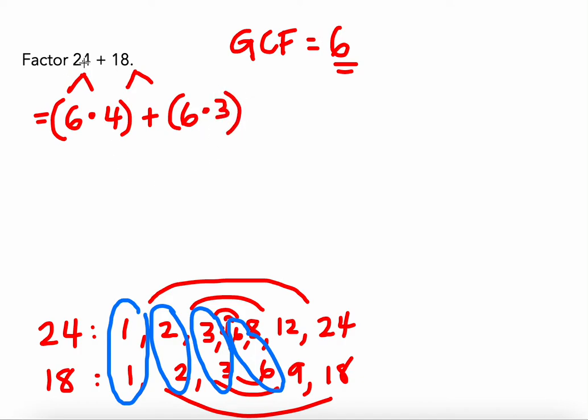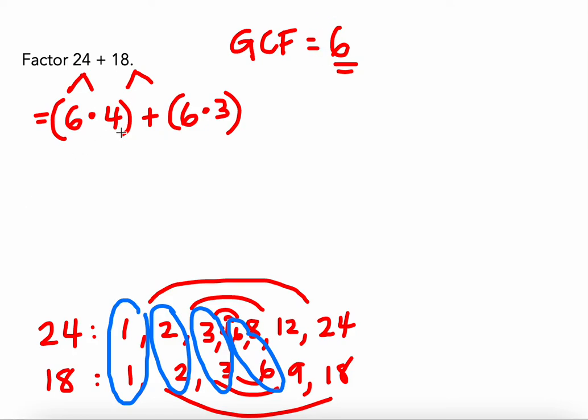Okay, so now instead of writing 24 plus 18, I've written the product of 6 times 4, which is 24, plus the product of 6 times 3, which is 18. So I just rewrote it using their factors, making sure I included not just any of the factors, right? Because 24 could have been written as 2 times 12, for instance. But I wanted to make sure I included their GCF, their greatest common factor, of 6.